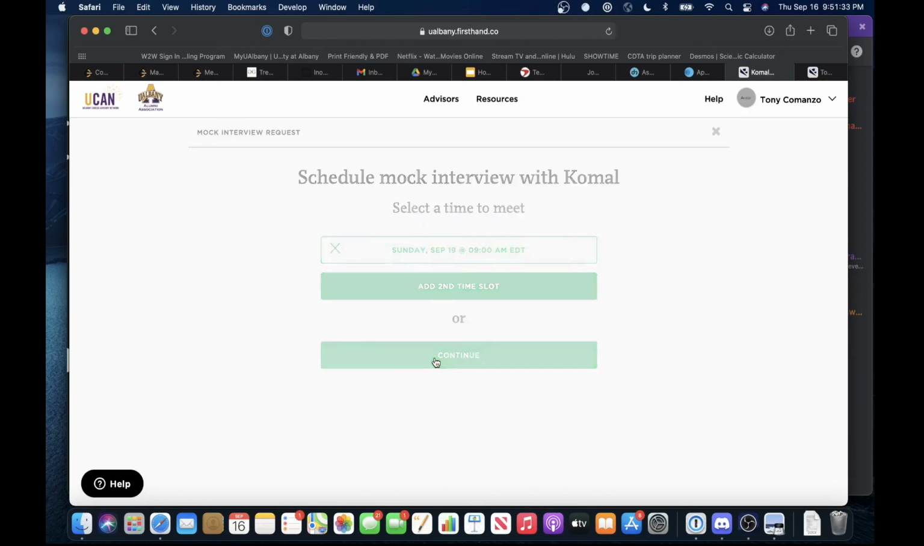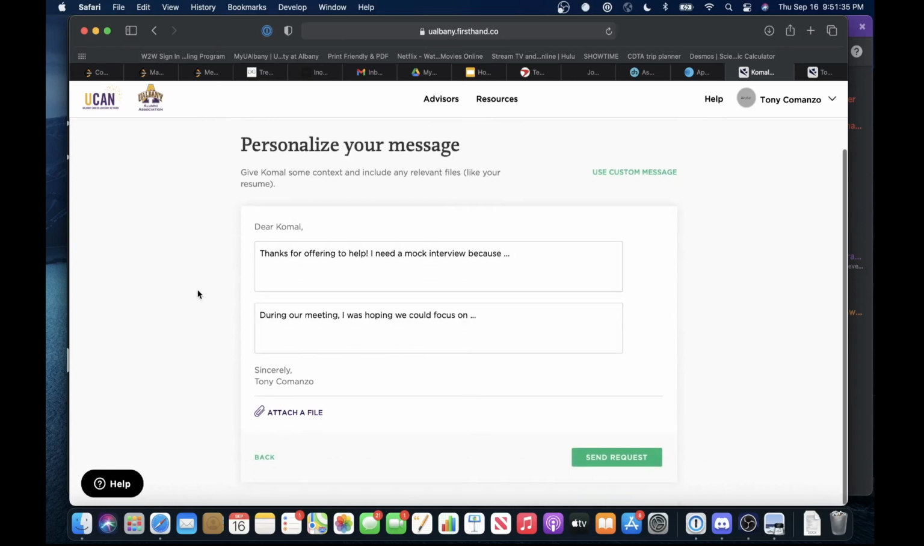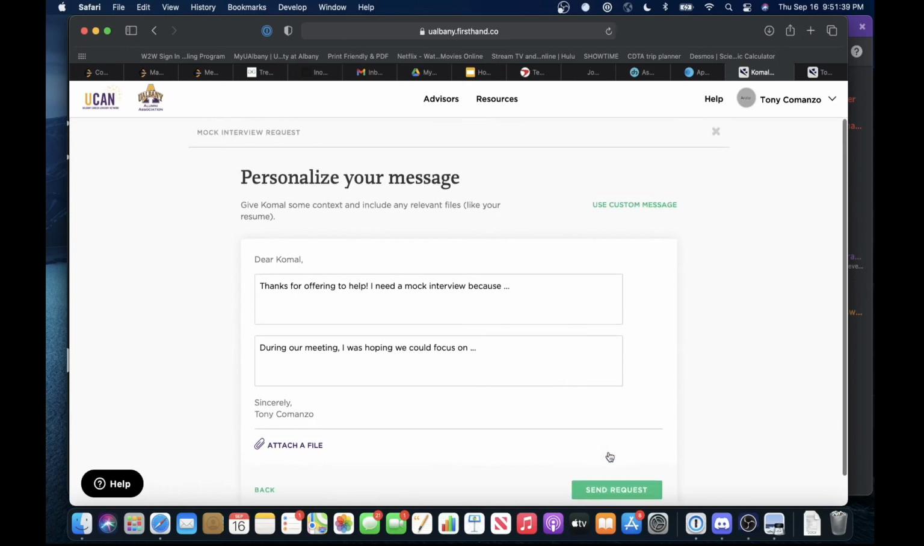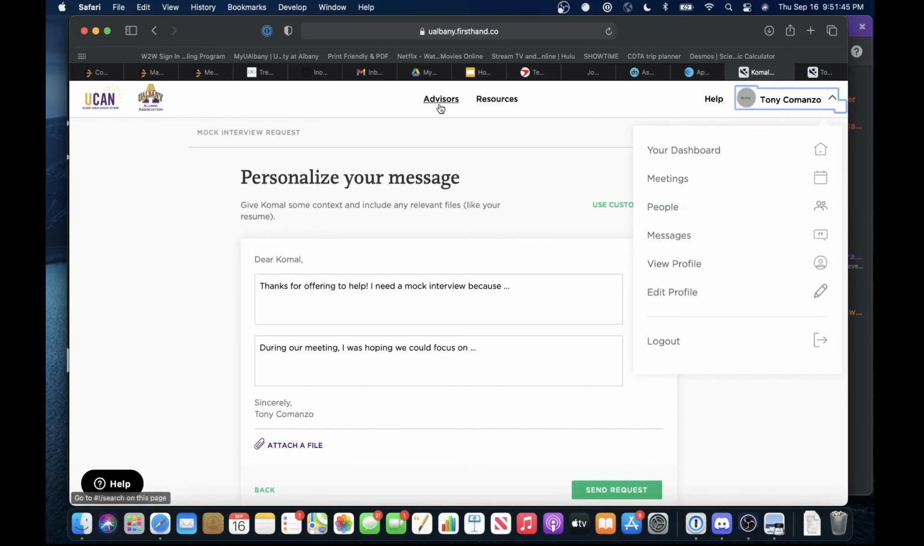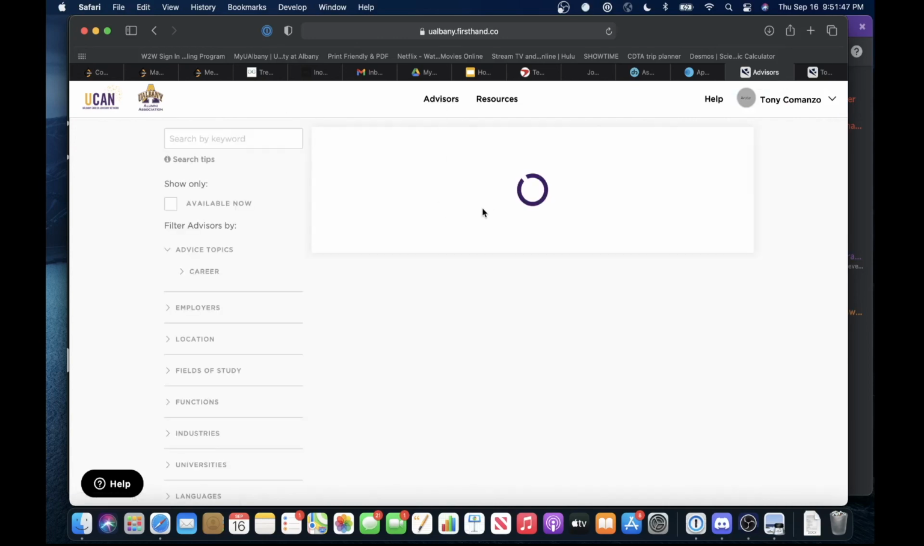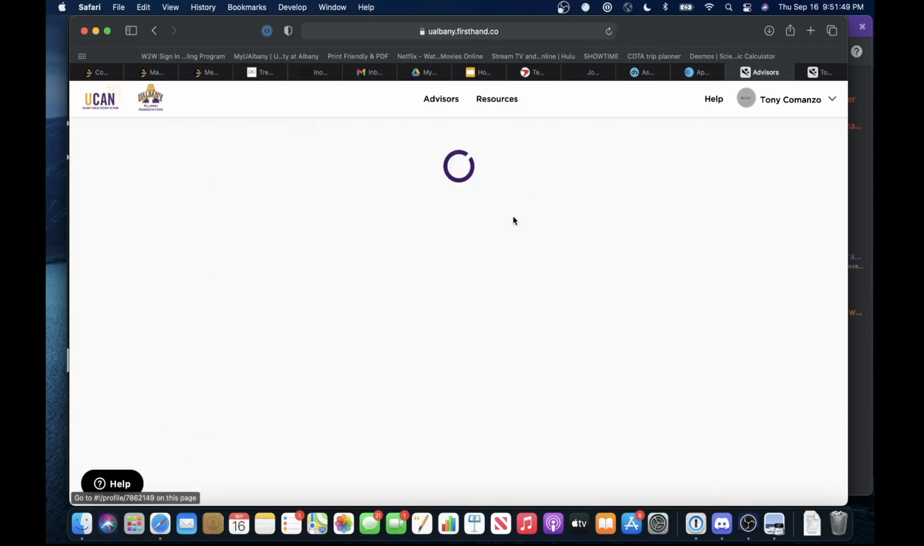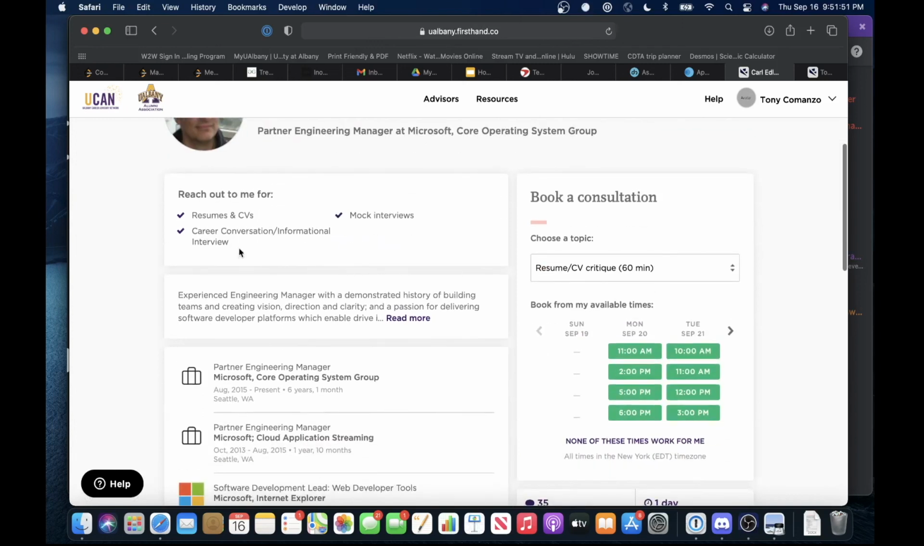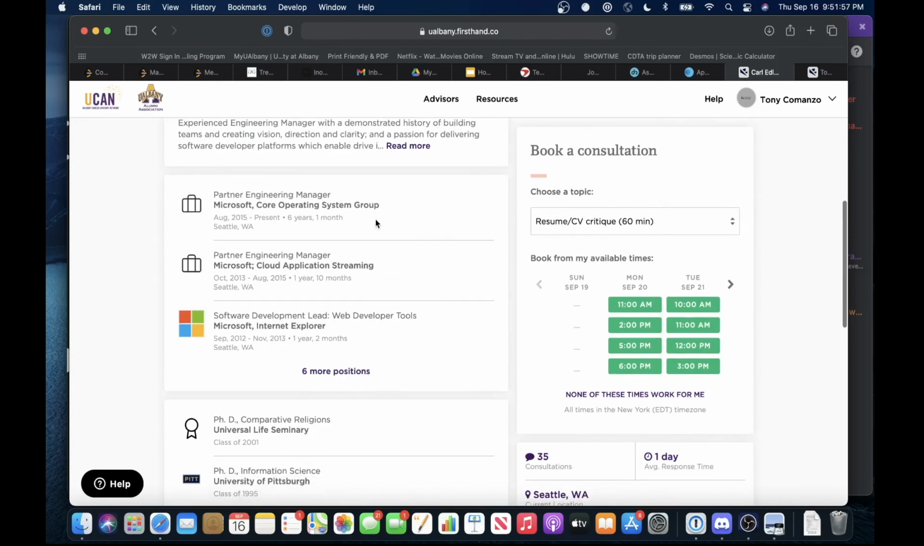So you pick your time slot, you click continue, and then you send a request, and the person just has to approve the request, and then you're good to go. That's how you do it. So if I wanted to talk to this Microsoft guy, he does career conversation, informational interview, resumes and CVs, and mock interviews.